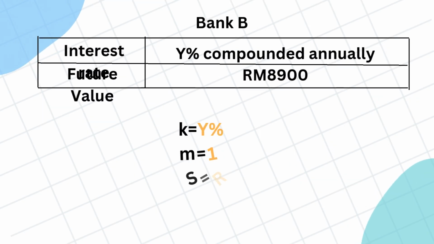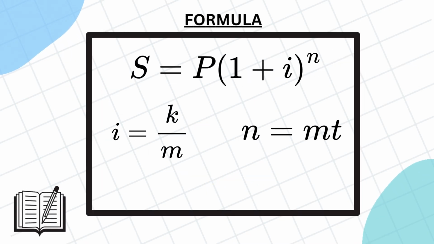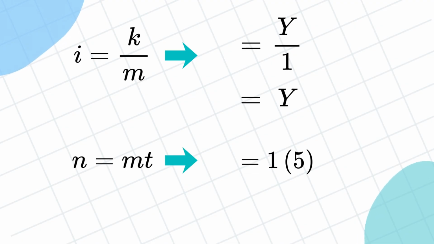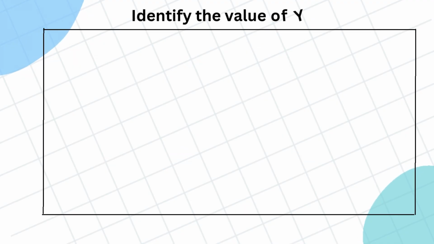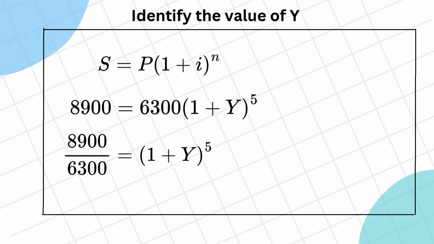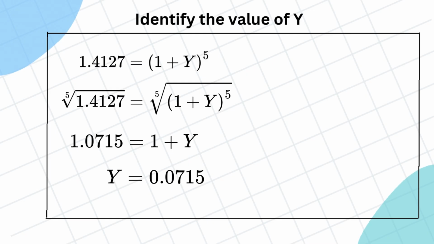Bank B, K is Y percent, M is 1, S is 8,900. Here is the formula. So i is Y over 1, which is Y, and n is 1 times 5, which equals 5. Now we want to identify the value of Y using the compound interest formula. So we substitute all the information into the formula. Next, we divide both sides by 6,300 to isolate the bracket. Now it becomes 8,900 divided by 6,300 equals, in bracket, 1 plus Y, to the power of 5. To isolate the term inside the bracket, we take the fifth root of both sides.